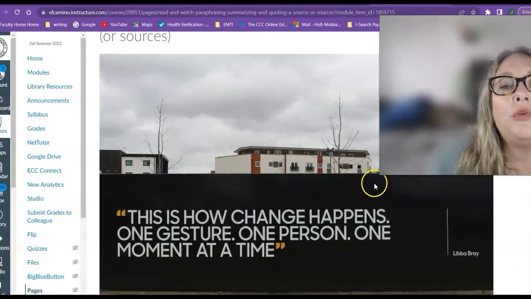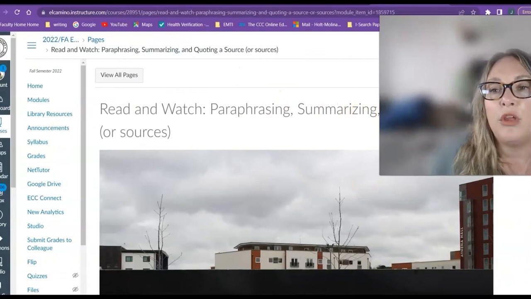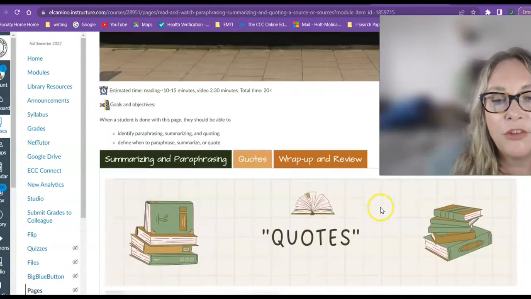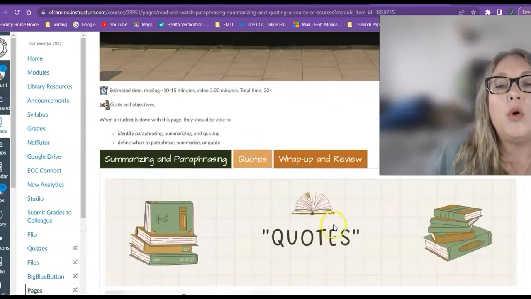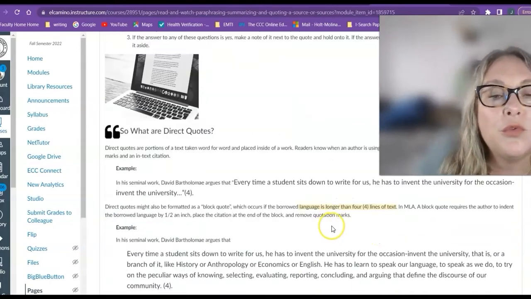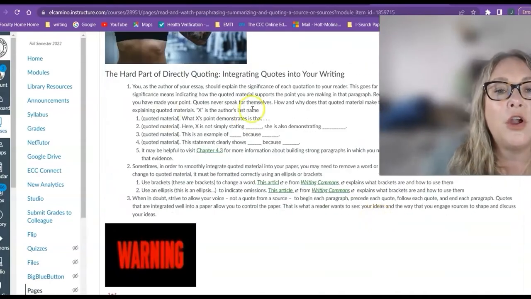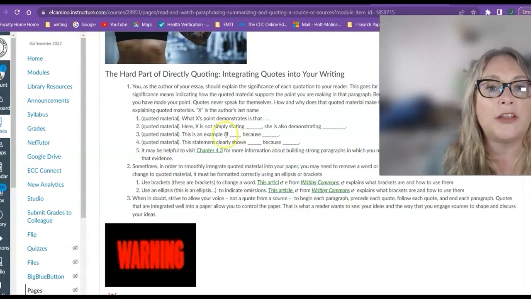Now, if you go to the quotes, paraphrasing, summarizing, quoting page, the read and watch page, and you click on the quotes tab, if you scroll down, you will see that there are some templates for you that are actually created.